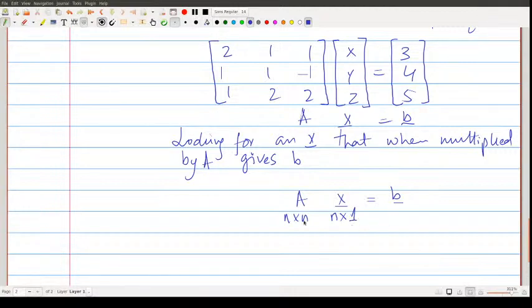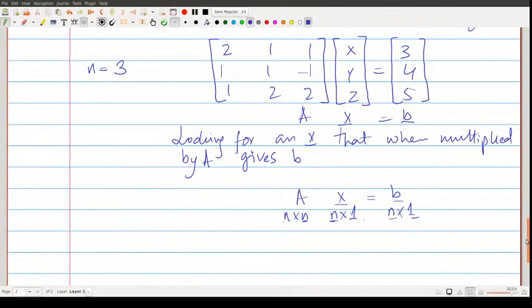And similarly b, so when you multiply this, I know that I can do this multiplication because the columns of A and the rows of x are same. So I can multiply these two together, and the result will be an n by 1 vector. And so the right hand side should also be n by 1, and in this case I do have an n by 1, where n is equal to 3 in our particular case. So we have 3 equations and 3 unknowns, right?